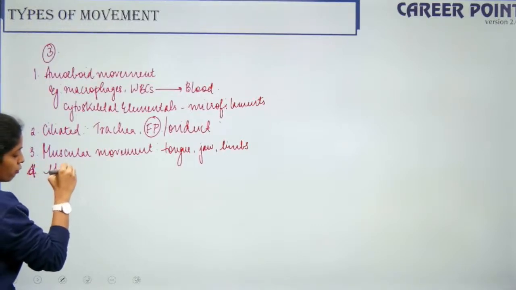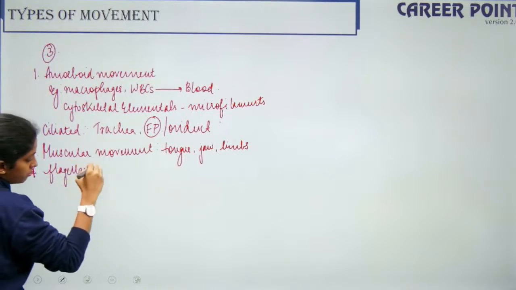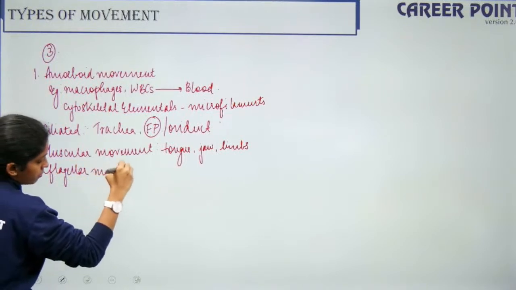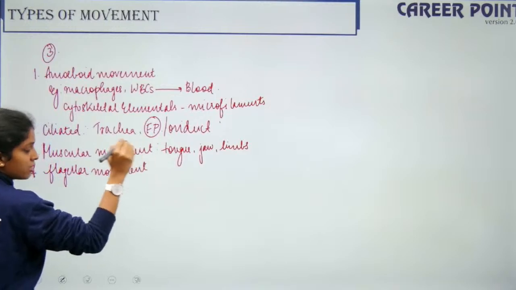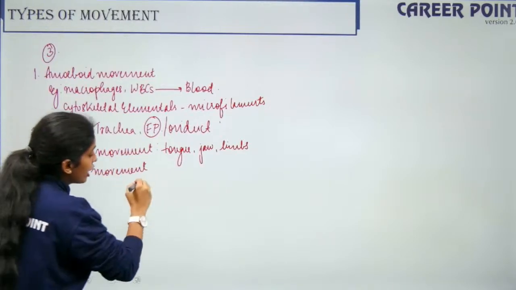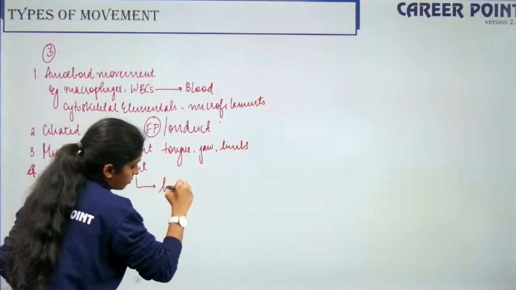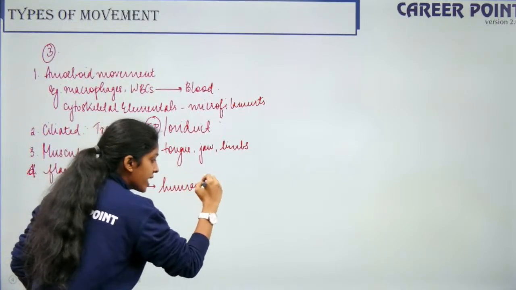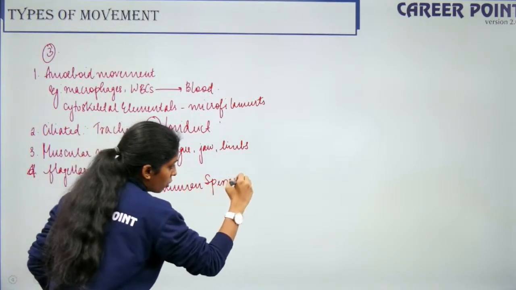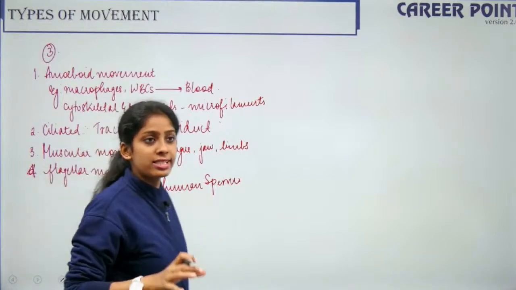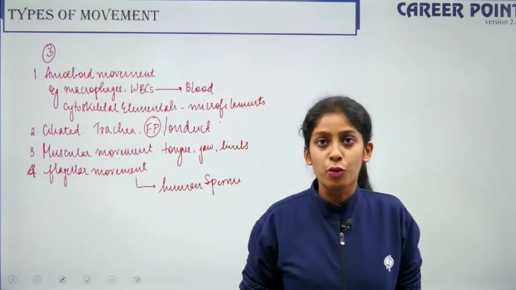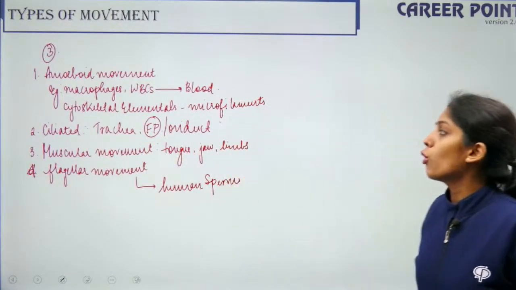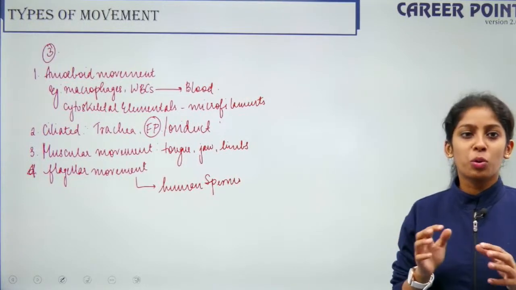So the last one, which is less common, so you can say the fourth one, is the flagella movement. So this flagella movement is seen in the human sperms. So why is this not very common? Because only the males show this, not the entire human race has this type of movement, right? So these are the four types of movement, along with the examples.